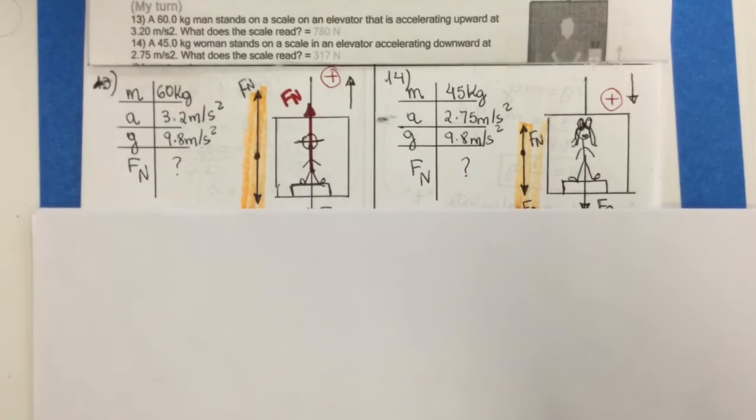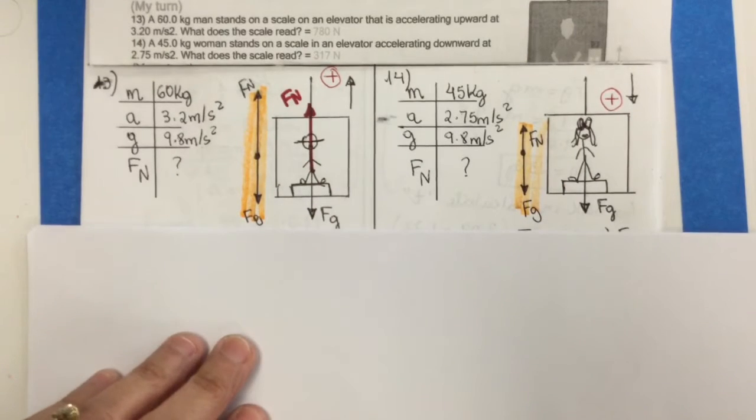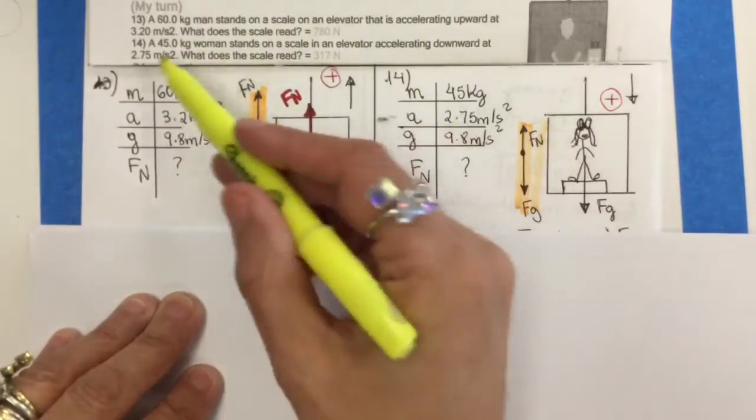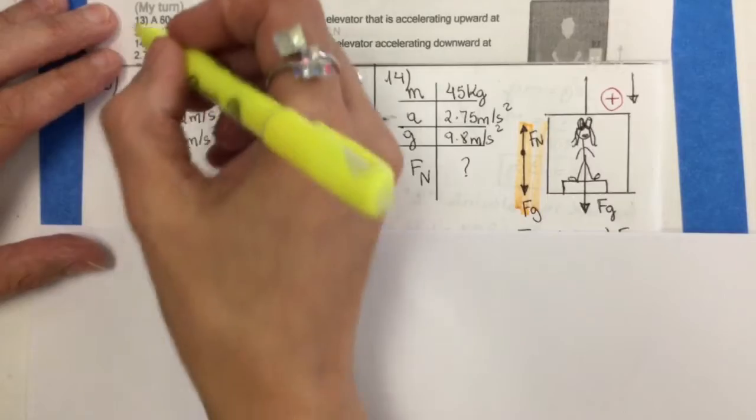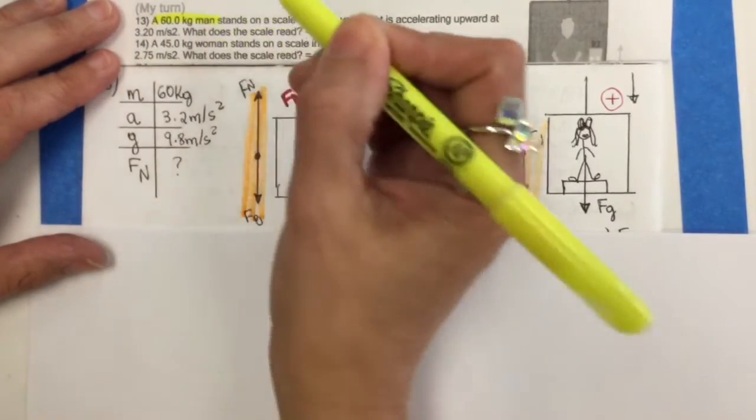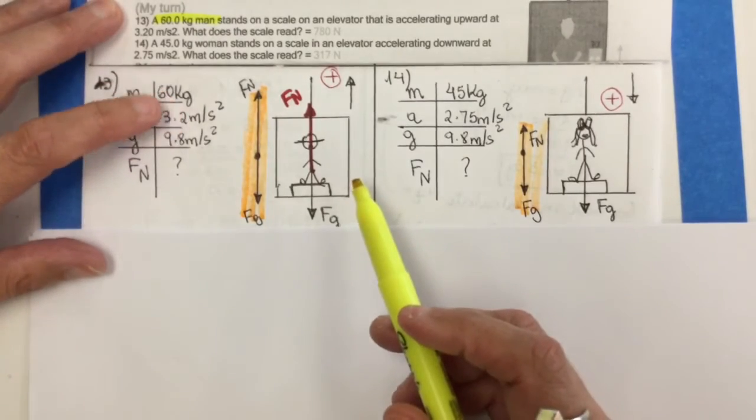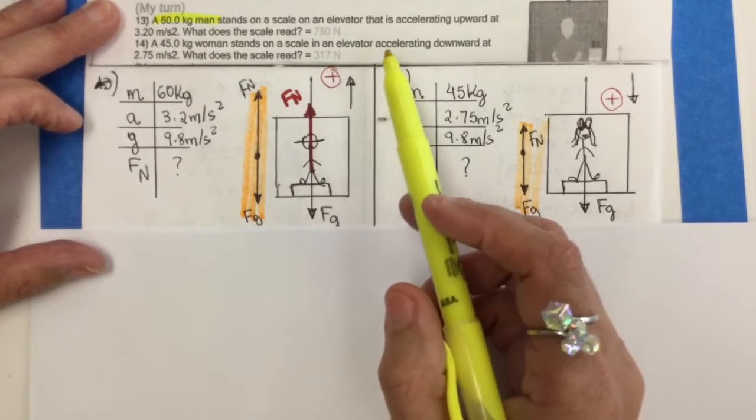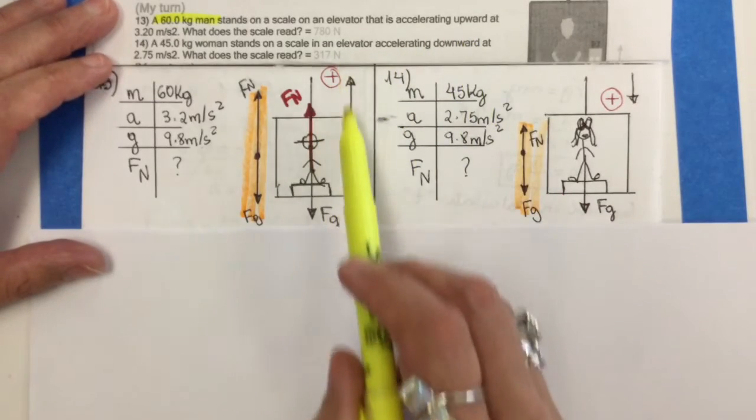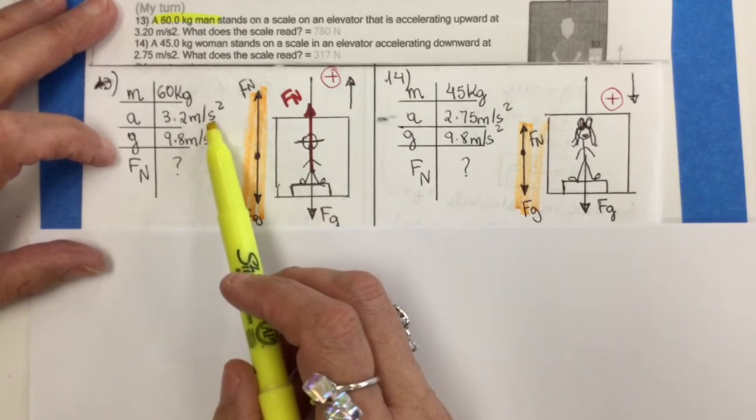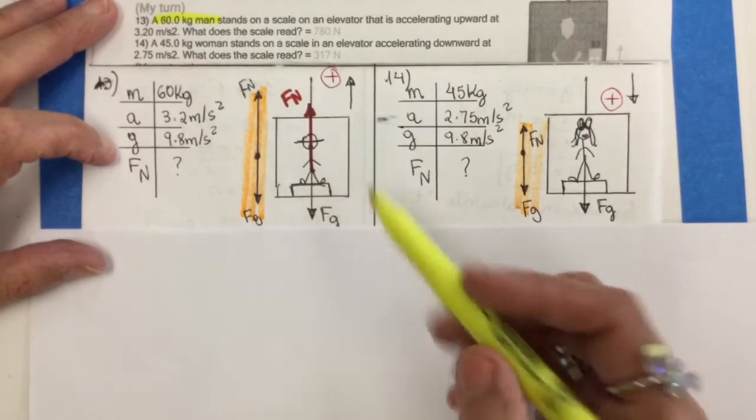Okay, so here is a sketch of a diagram with a story for each problem. This is 13 and this is 14. Problem 13 says that a 60-kilo man stands on a scale. So this is the data table, 60 kilos. He stands on a scale on an elevator that is accelerating upward at 3.2 meters per second squared. What does the scale read? So this is the scale.